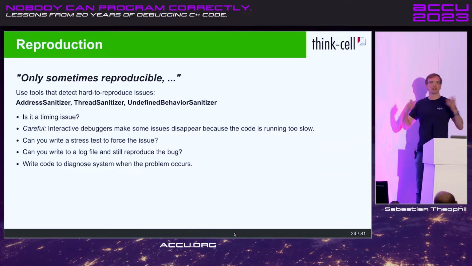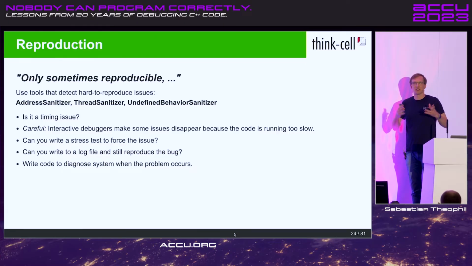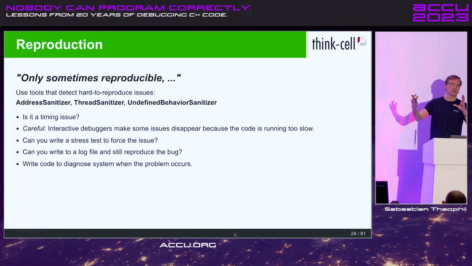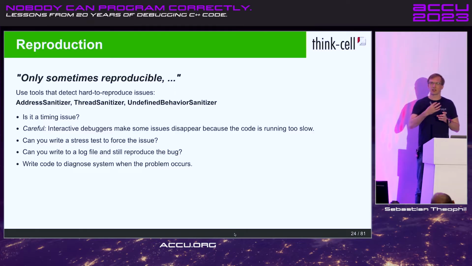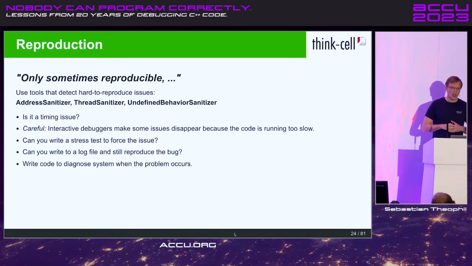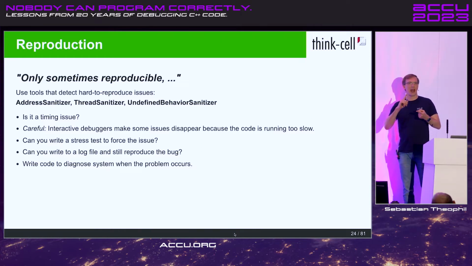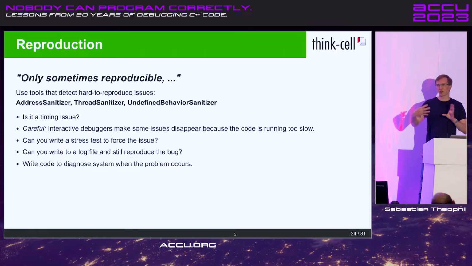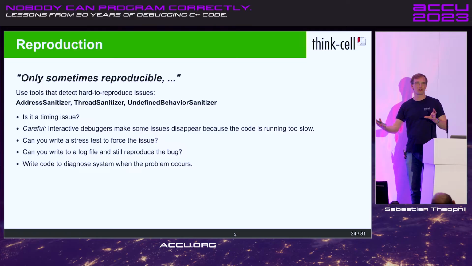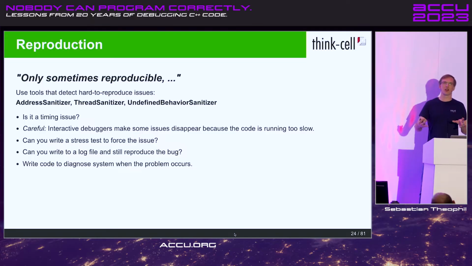Now, if something is only sometimes reproducible, it might, of course, be some complicated timing issue. Maybe several parts of your application, several threads, several processes are interacting in a very specific way, and when they do that, then something goes wrong. And you can try to write stress tests. Maybe you can execute the part that goes wrong much more frequently to force the issue to appear. Maybe you cannot attach an interactive debugger to your system because that destroys the timing and the bug is not reproducible anymore. But maybe you can still write to log files, and that is fast enough and allows you to gather information in such a situation.